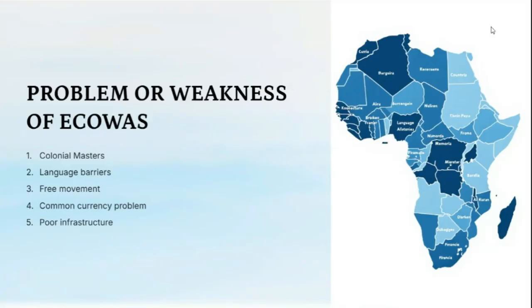Then we have the language barrier. ECOWAS is made up of different countries, 16 countries underneath. So with the language barrier, most times we don't understand them, they don't understand us. The official languages of member countries vary. English, French, Portuguese come together, and you don't understand each other. So that's one of the problems they face.